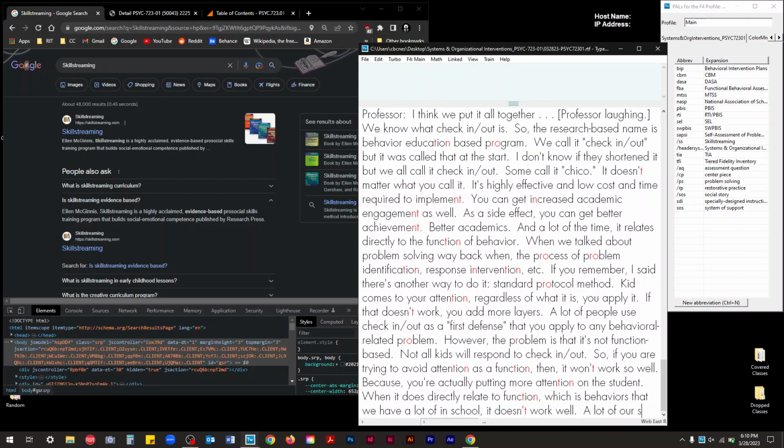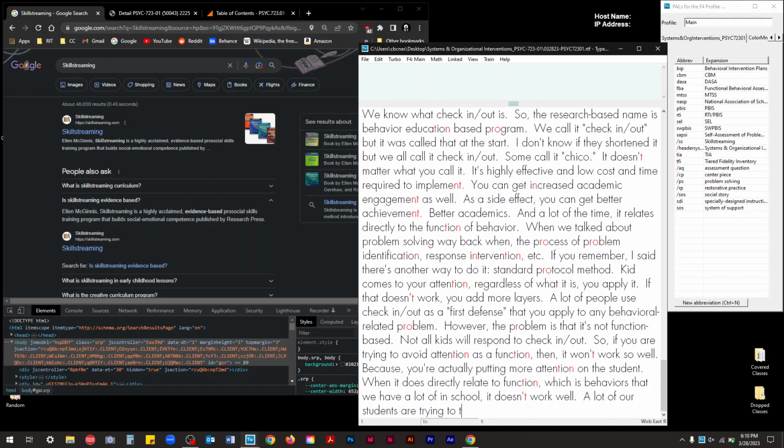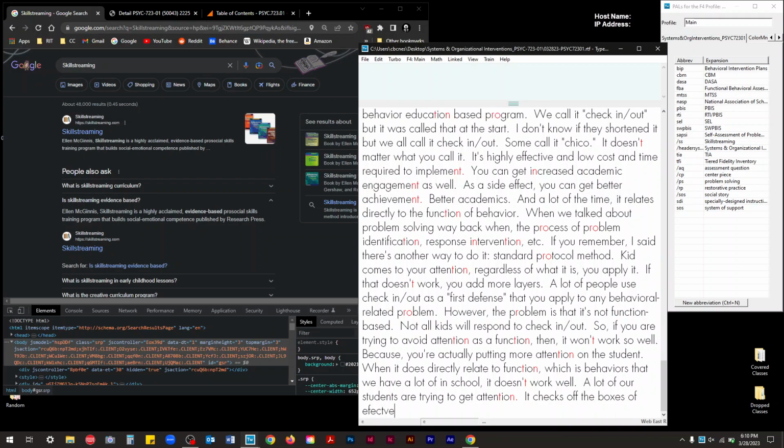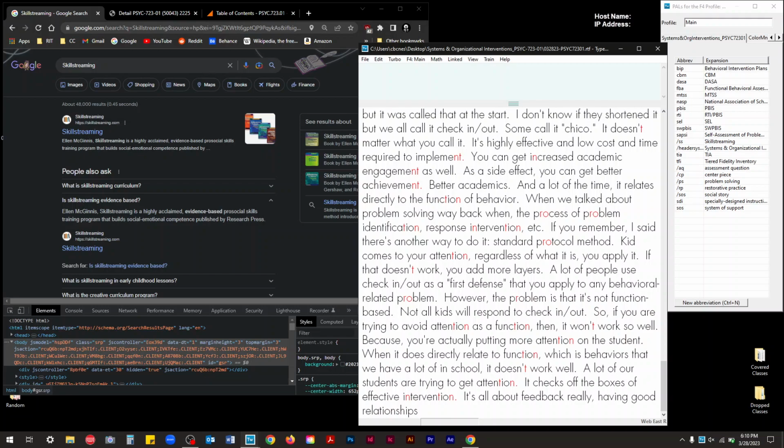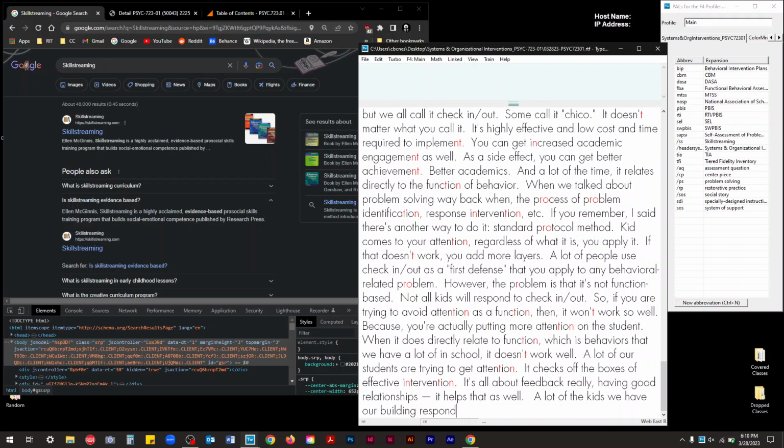It also really checks off the boxes of effective intervention, like feedback. Giving feedback. It's all about feedback, really. Having good relationships helps as well. So a lot of the kids that we do have in our buildings, they do respond to check in, check out pretty well.